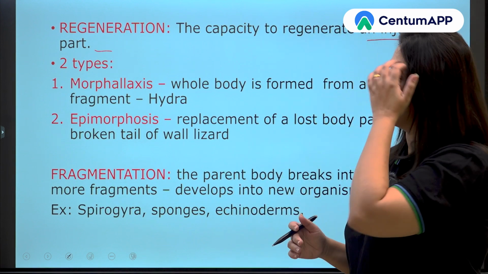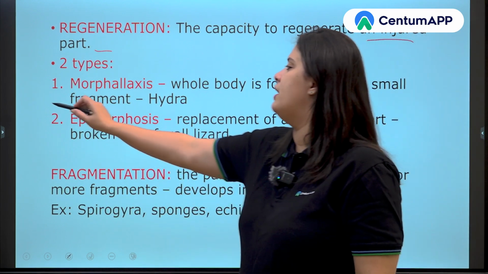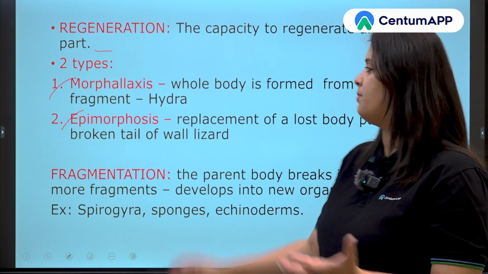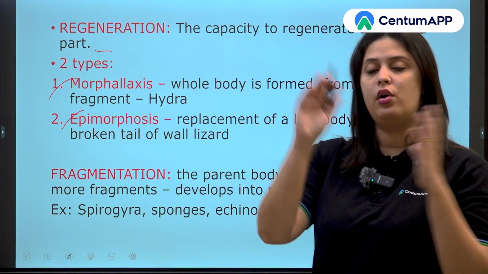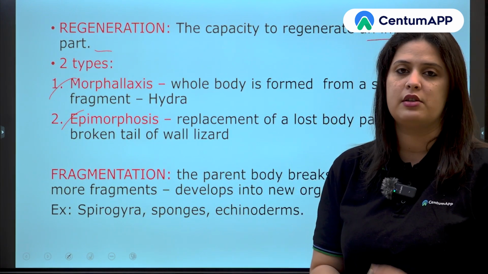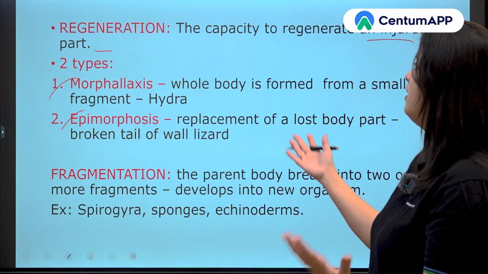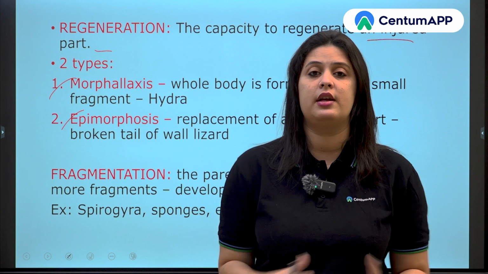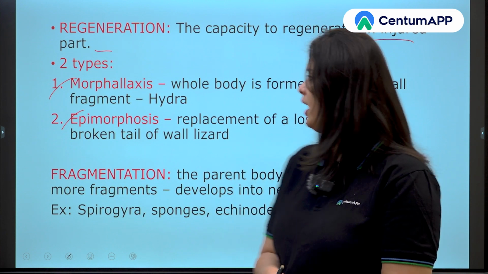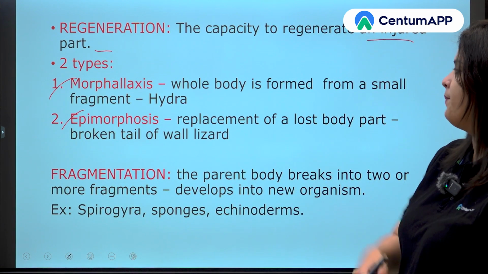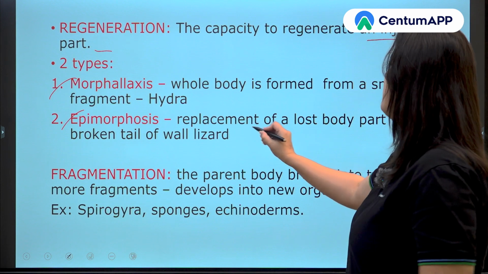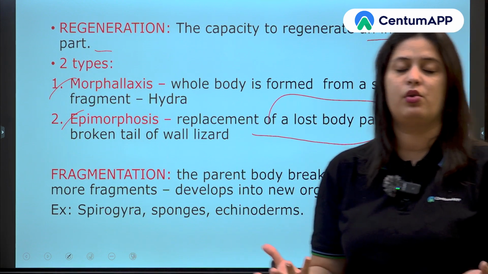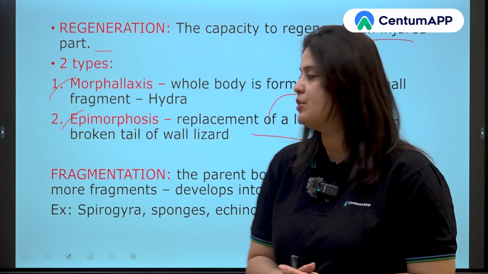There are two types of regeneration, morphallaxis and epimorphosis. Morphallaxis takes place in hydra, where the whole body is formed. Suppose a hydra disintegrates, the whole body is regenerated again. Epimorphosis is where a lost body part is replaced. That's what I told you, the example of a house lizard.